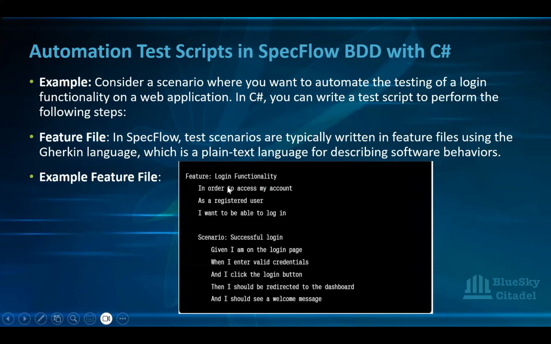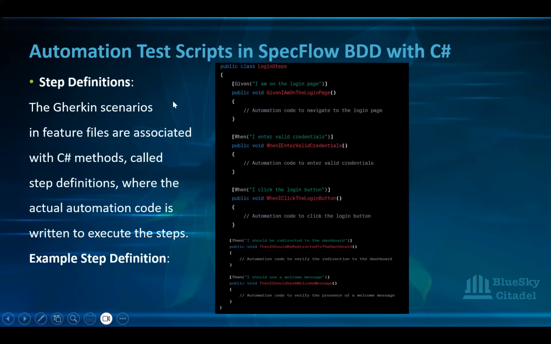So in SpecFlow, we create a feature file. Please note that we create a feature file for our test scenarios. These feature files are written in Gherkin language, and this is what a feature file looks like. Once you have your feature file defined, you create or generate step definitions. These Gherkin scenarios are linked to your step definitions.